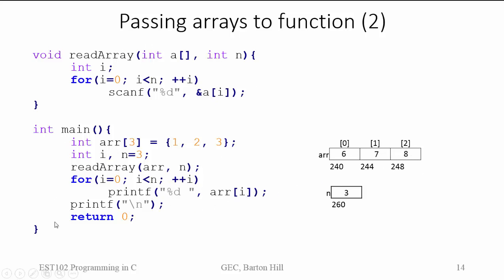Okay, so if we use this method also, the changes made in this formal argument array A affect the actual array argument ARR. Okay, so we can either use here a pointer or an array. Both will work the same way as pass by reference. That you have to remember.